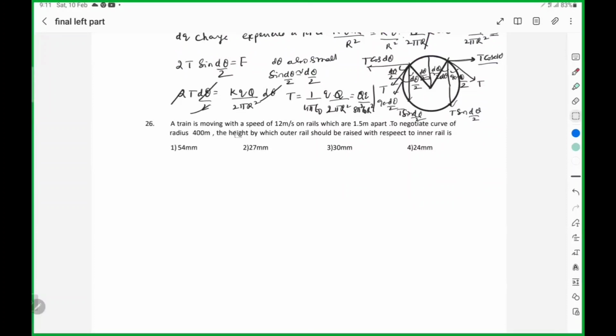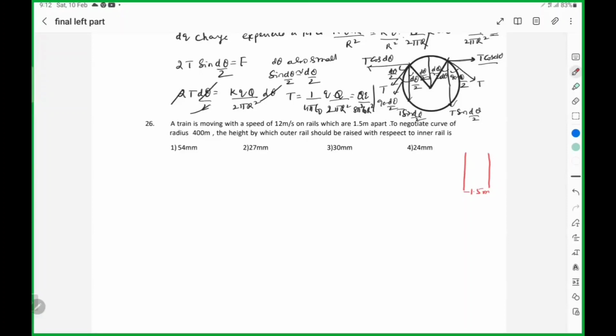First question: a train is moving with a speed of 12 meters per second on rails which are 1.5 meters apart. Here, the distance between the inner rail and outer rail is 1.5 meters. To negotiate a curve of radius 400 meters, the height by which the outer rail should be raised with respect to the inner is to be found.